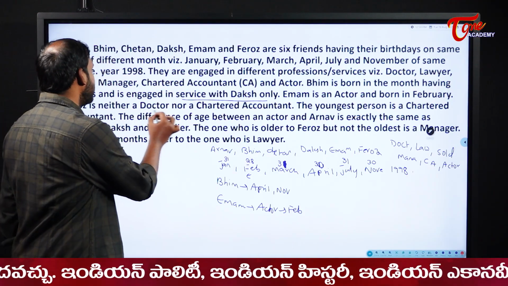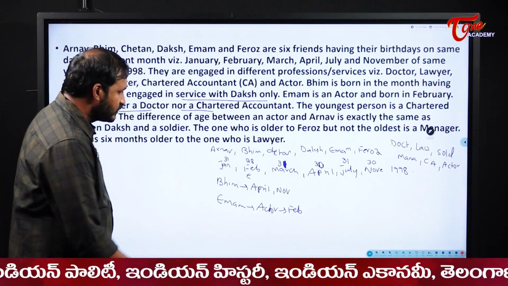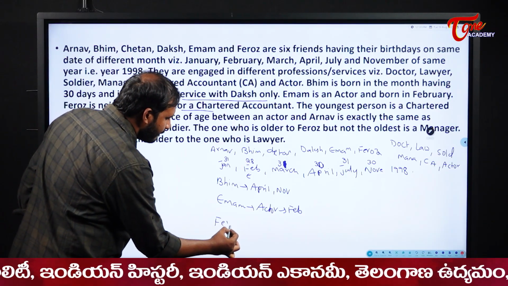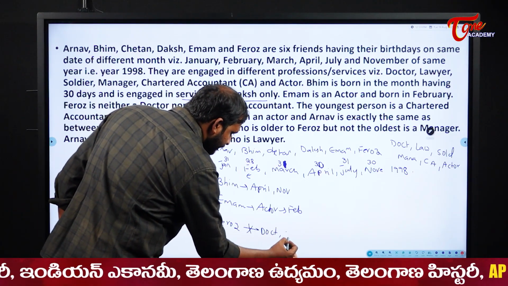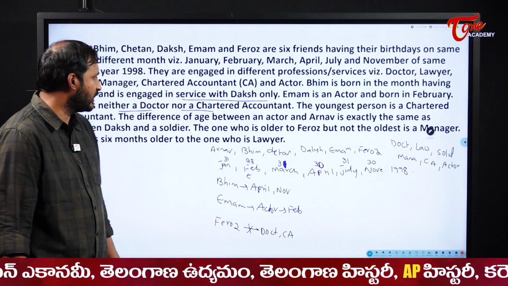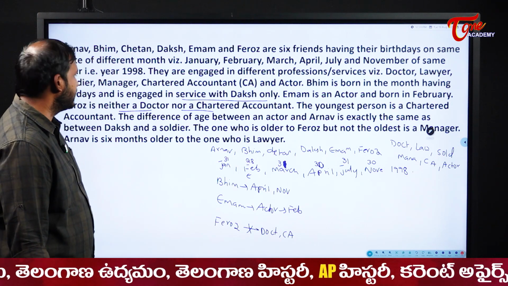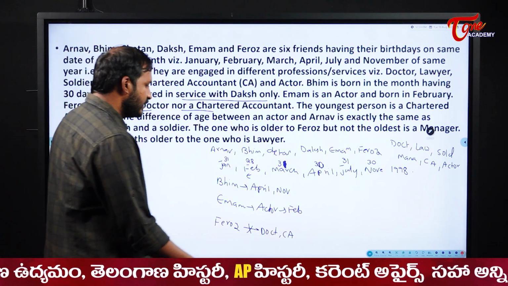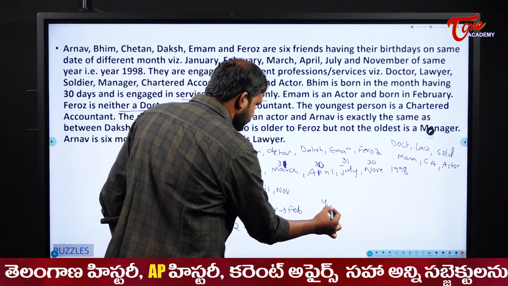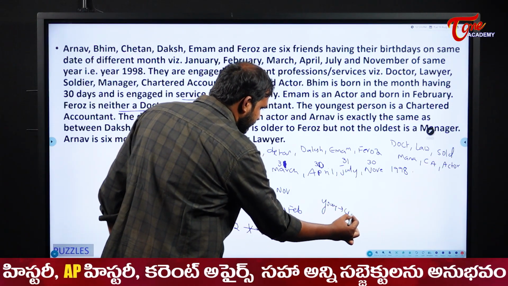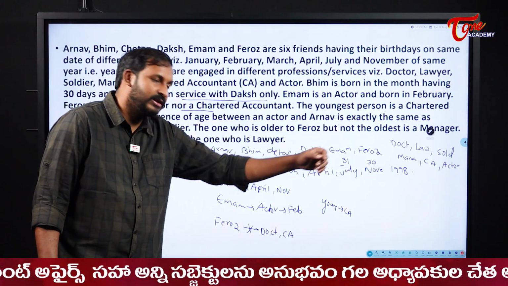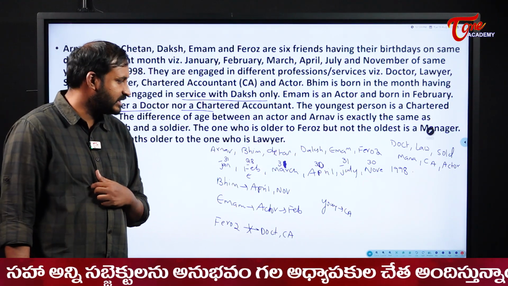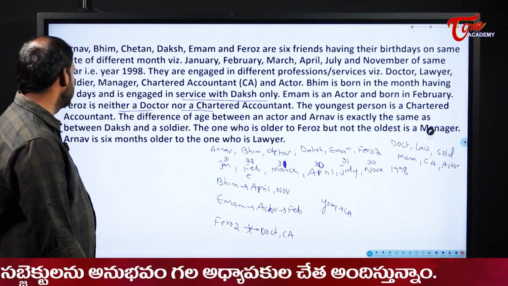Next, Feroz is neither a doctor nor a chartered accountant. So Feroz is not a doctor or CA. The youngest person is a chartered accountant. That means whoever took birth in the month of November will be the youngest, and he will be the CA for us.